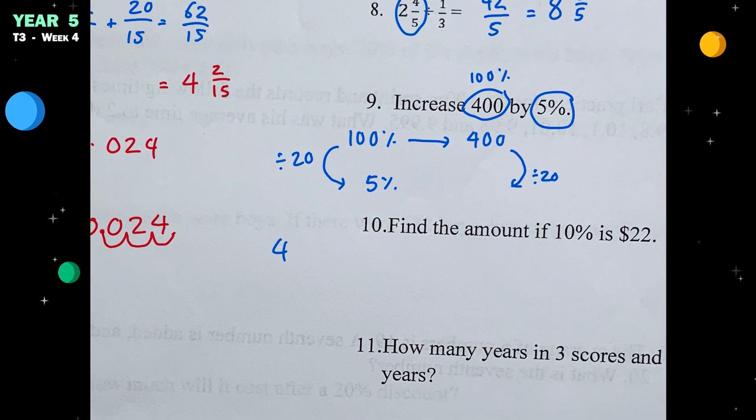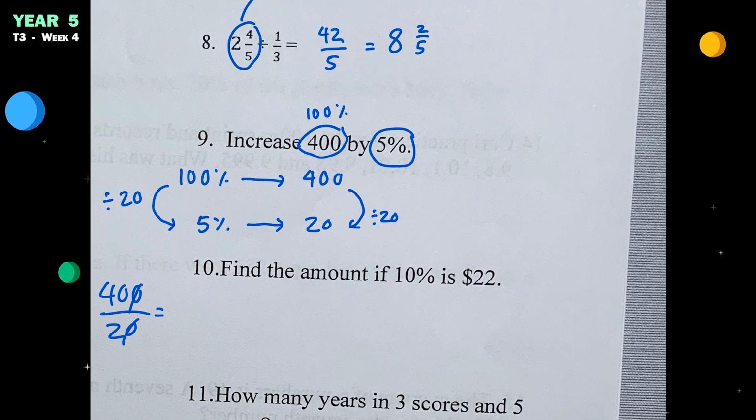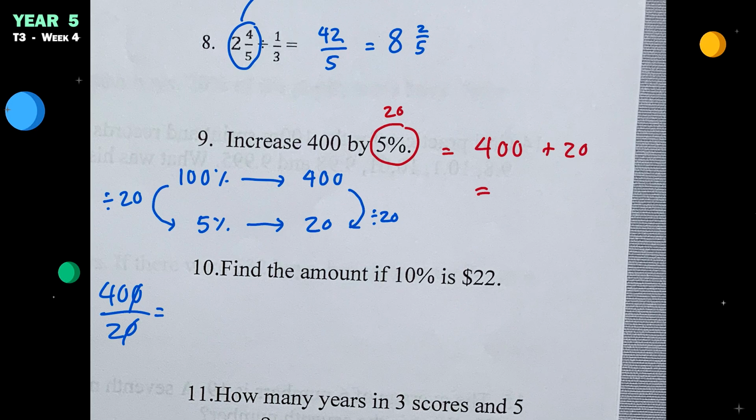Now let's see what 400 divided by 20 is. This is 20, so therefore this is 20. So 5% is 20. So therefore what they want you to do is increase 400 by 5%, which is they're asking you to increase this by 20. Increase means plus, so it's 400 plus 20. That's easy. That's 420.